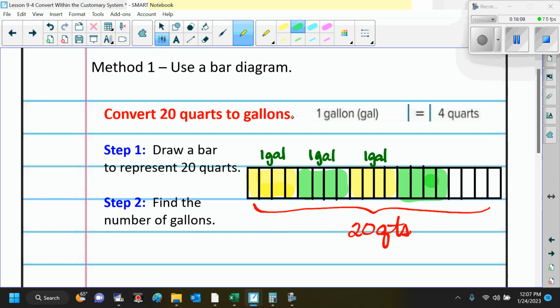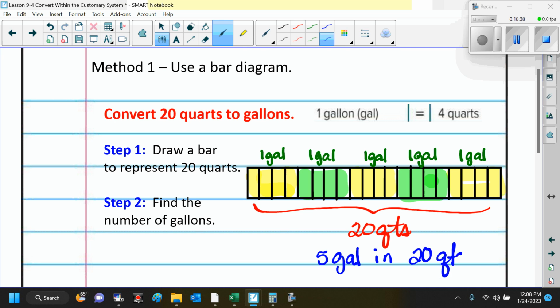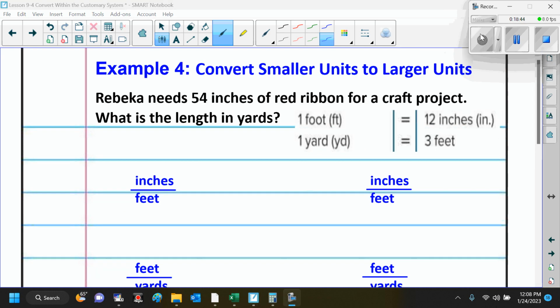Is everybody clear? So here, there's 4. There's 1 gallon. And then, of course, we've got 4 more, and that is equal to 1 gallon. So, how many gallons do I have in that 20 quarts? Very good. So, 5 gallons in 20 quarts. Is everybody clear? All right, very good.